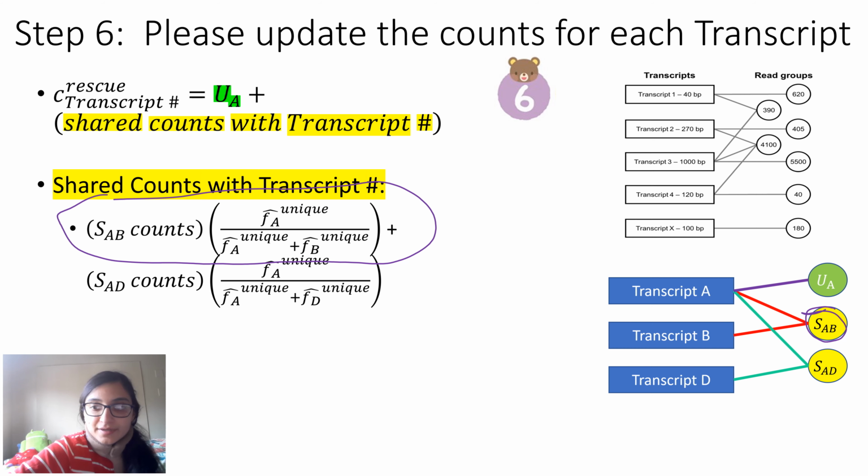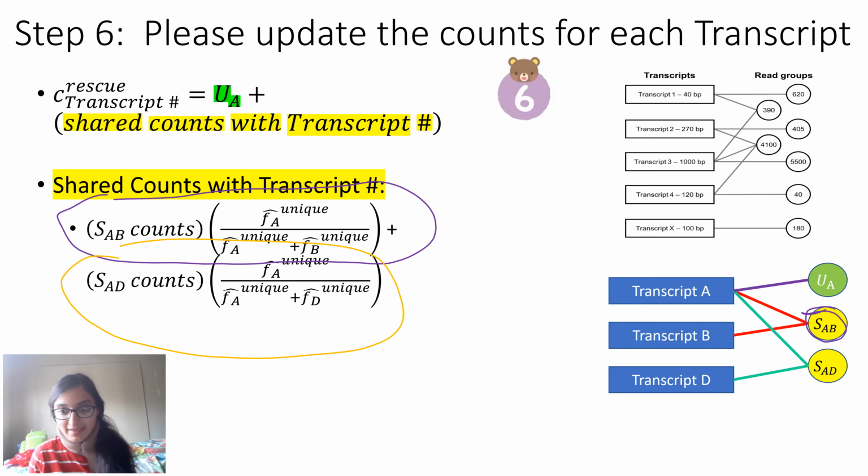And then the other part is telling you what's being shared between them, SAD, that A is getting. So it's like you're imputing, you're trying to figure it out. I noticed that these values, FA unique and FB unique and FD unique and all these other values we just calculated, are sort of scaled.